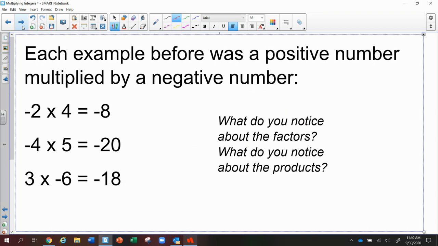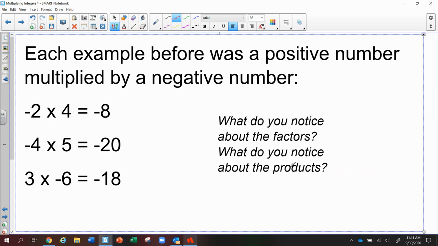Now, each example before was a positive number multiplied by a negative number. So the first one we had negative 2 times 4, negative 4 times 5, 3 times negative 6. And so what do we notice about the factors? Well, the factors are opposite signs, so negative and a positive, negative and a positive, and a positive and a negative. So it doesn't matter which order these are in because multiplication order doesn't matter, but it's just two opposite factors. Two of the signs, or the factors, have opposite signs.